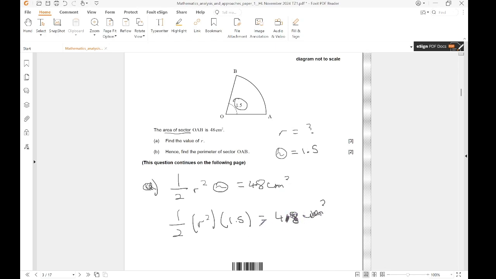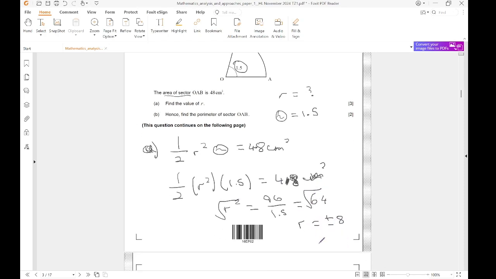48 centimeters squared. So you multiply that by 2, you should get 96. And then you divide by 1.5. So r squared is equal to 96 over 1.5, which should be 64. Yes, 64. Okay, and then you square root both sides. So you square root this, and you square root that. You get r is equal to plus or minus 8, and since r is a distance, r can never be negative. You can't have a negative radius, so it's just equal to 8 centimeters.